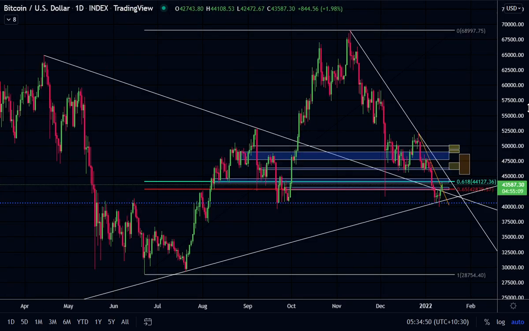And down to the daily time frame now, all these trend lines are the same. We see that intersection between all three.